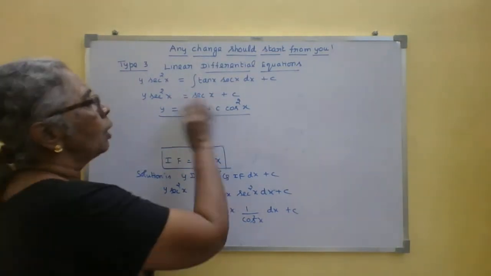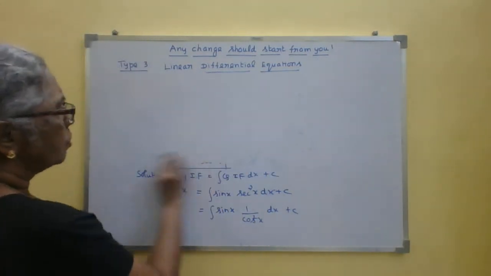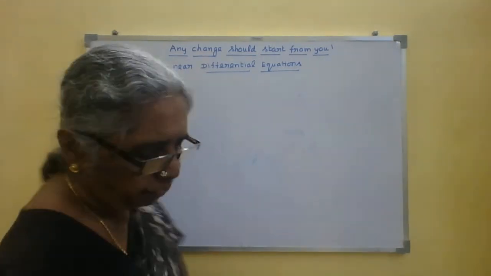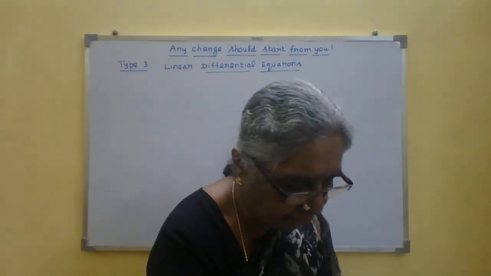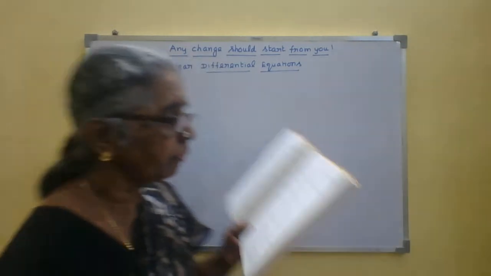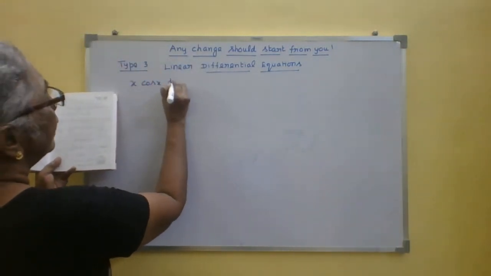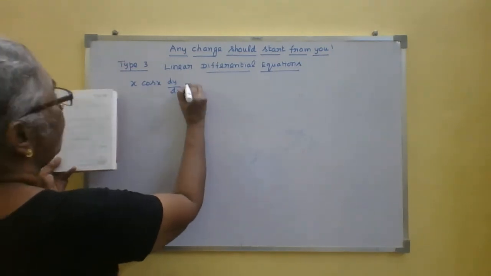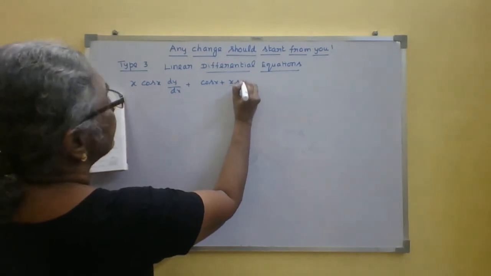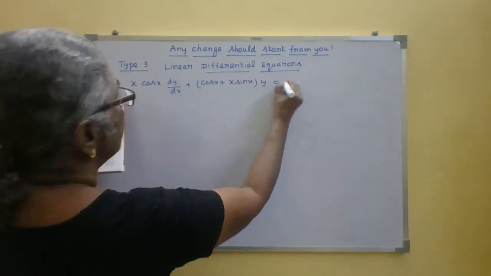Let me now teach you one more example of this, which is slightly different, so that it will be clear to you and you will be able to do any sum of this type. Now let me take the example: x cos x dy by dx plus (cos x plus x sin x) into y is equal to 1.